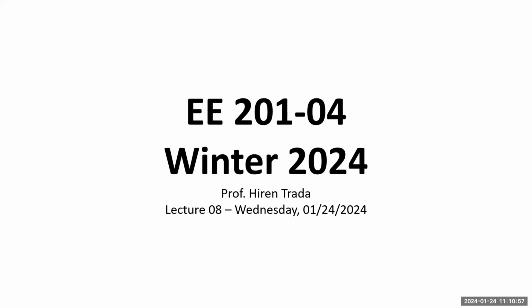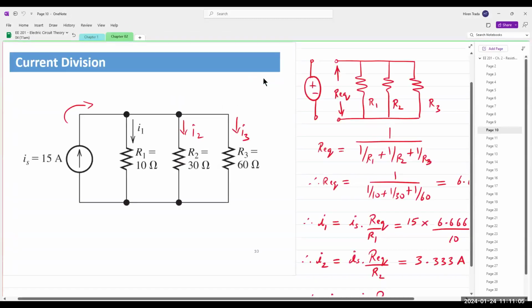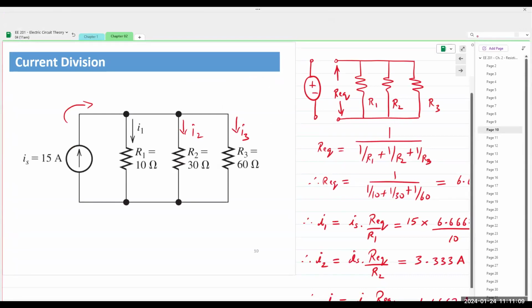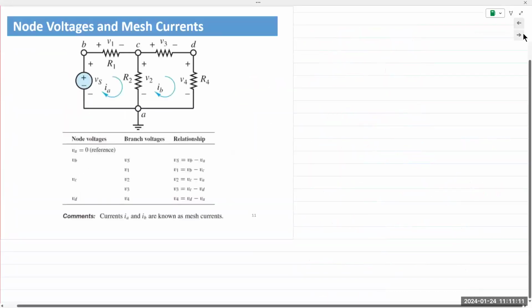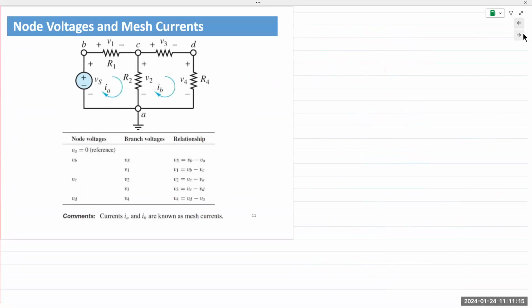Let's bring up new share in section 04. Let me stop here, current division. So let's pick up node voltages and mesh currents. These are the last two major analysis techniques left in chapter 2. There's still a long way to go.